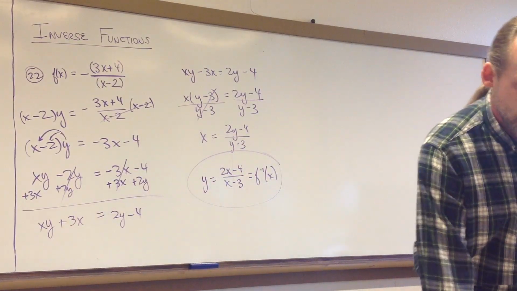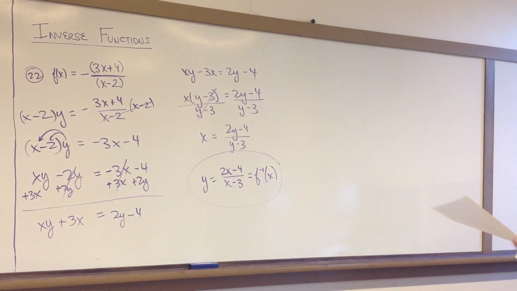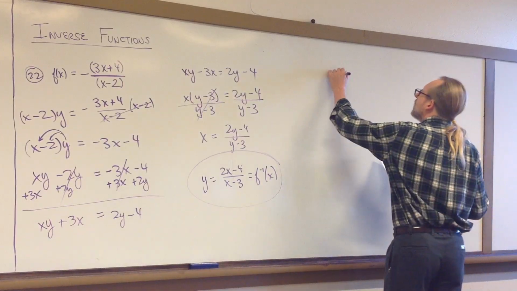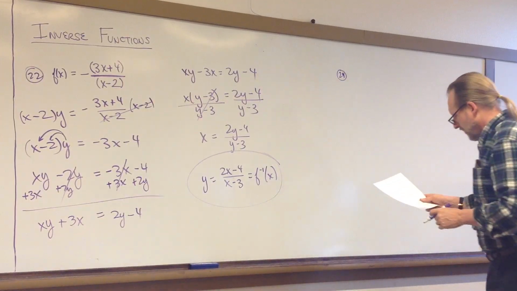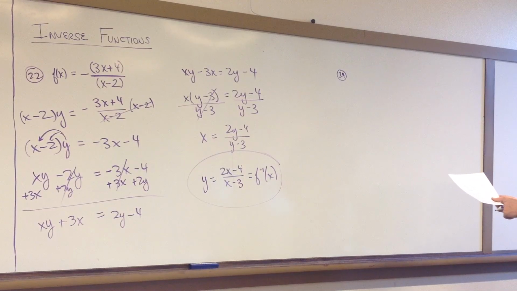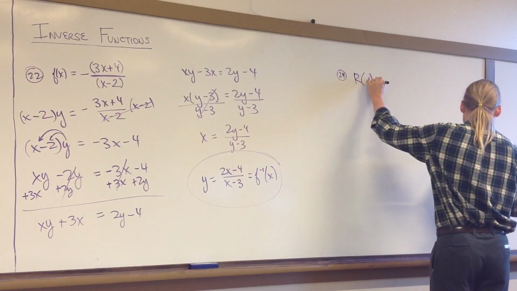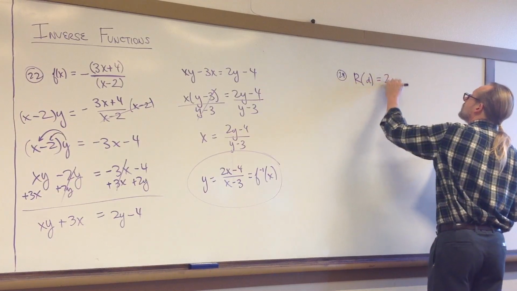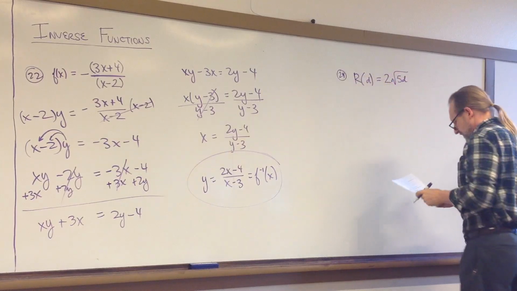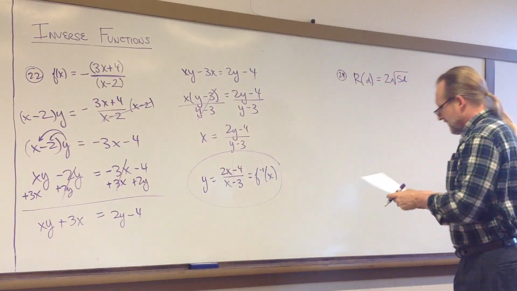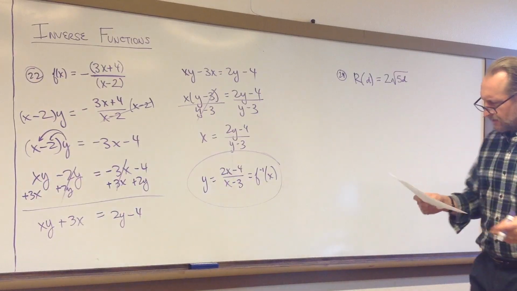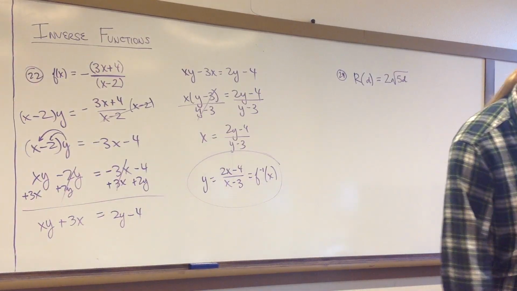Okay. So, that's it for those problems. Let's look at one of these applications. Problem 24. The speed of a vehicle in miles per hour that leaves skid marks d feet long is modeled by the equation r of d is 2 times the square root of 5d. Find d of r, the function that tells you the stopping distance for a vehicle traveling r miles per hour.